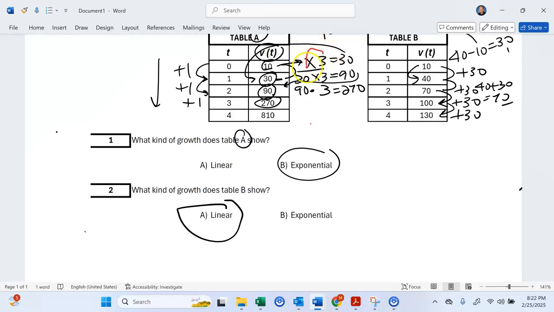So here, this one was times 3 times 3 times 3. So that's exponential. Here it was plus 30 plus 30. So that is linear. Okay, so that's what determines it.